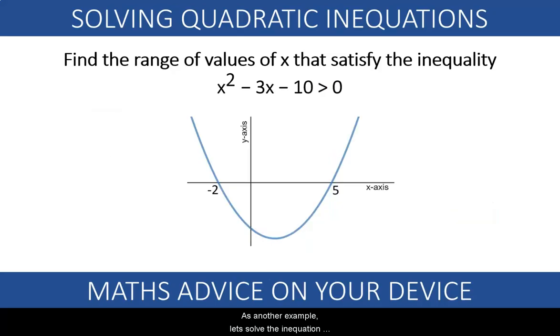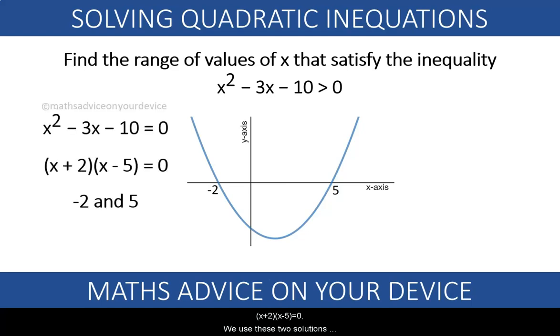As another example, let's solve the inequation x squared minus 3x minus 10 more than 0. We factorize the quadratic and we use these two solutions, minus 2 and 5. Now, pay attention to the graph. We want to find the values of x that make this positive. That means above the x-axis.